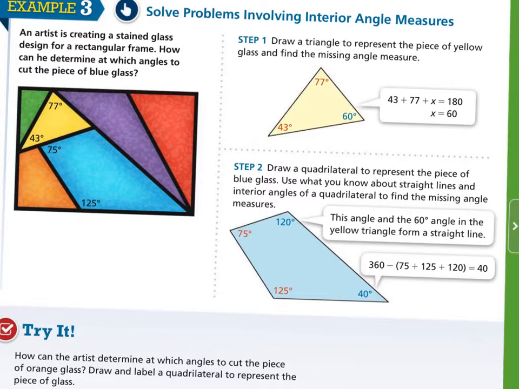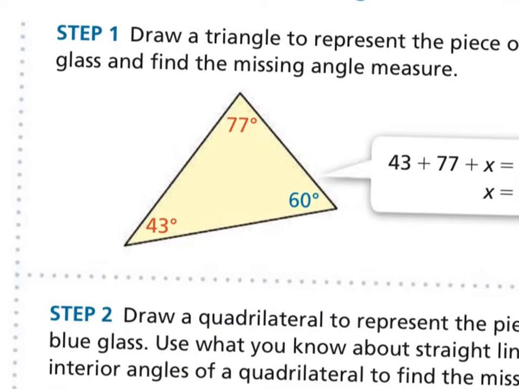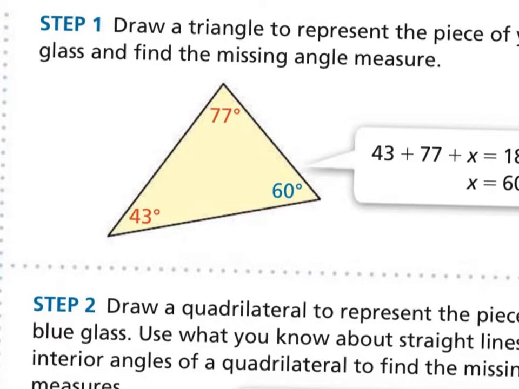missing angle measure. What we can do, though, might seem a little backwards to us, but we can actually find the missing angle in the yellow triangle. Yellow triangle, we've got 180 degrees in a triangle, so if we add 43 and 77 together is 120, and then you could take 180 minus 120, and you would get that our missing angle on the triangle is 60 degrees.